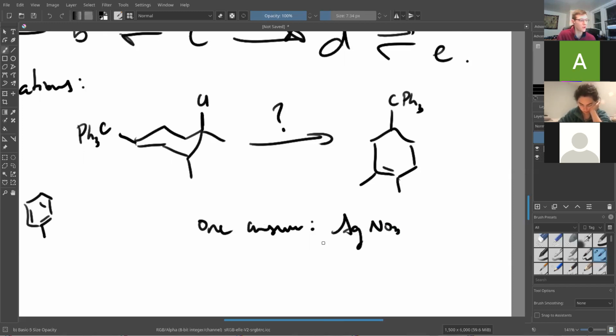Okay. Is this going to do it, though? There's something else that you definitely need. You need a base to abstract a hydrogen so that its electrons can make a double bond, like for E1. Well, we're kind of getting that for free, right? Because we have this nitrate. That'll be the counter ion, what'll pull off the hydrogen. Think of something else. Heat. Yeah, exactly, you've got to blast this.